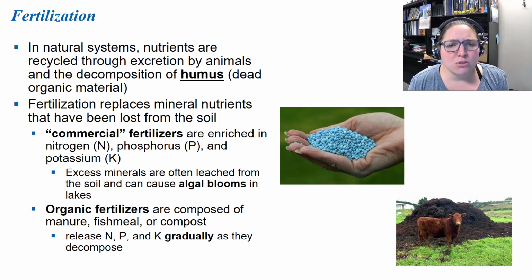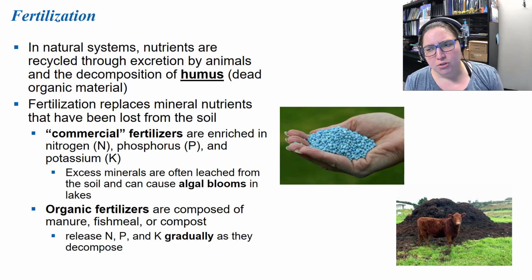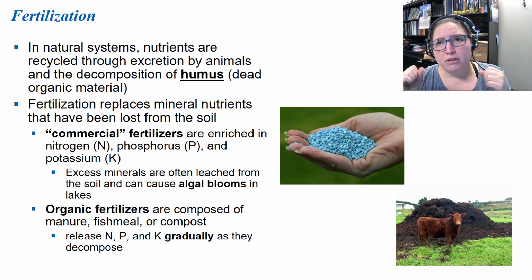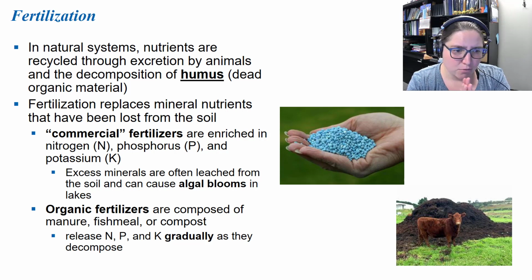But commercial fertilizers would be enriched in nitrogen, phosphorus, and potassium, and excess minerals can leach from the soil and cause harmful algal blooms, which we'll talk more about in the ecology unit. But basically, if you have a high concentration of certain nutrients, particularly phosphorus, that can lead to algae overgrowth, and then those algae die, and then bacteria eat the dead algae, and then use up the oxygen, and then things that require oxygen are not going to be able to live in that body of water. So that would be a bad deal.